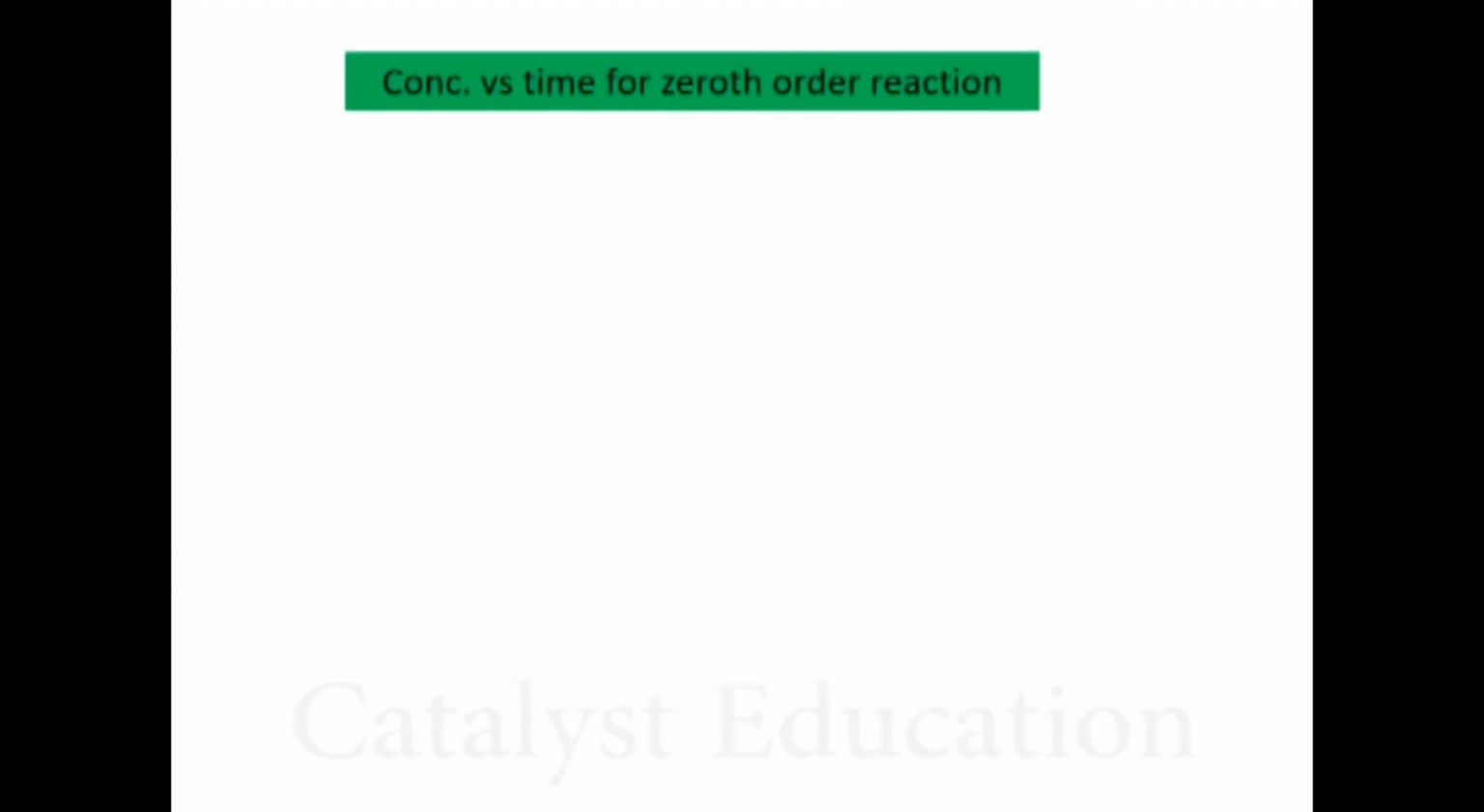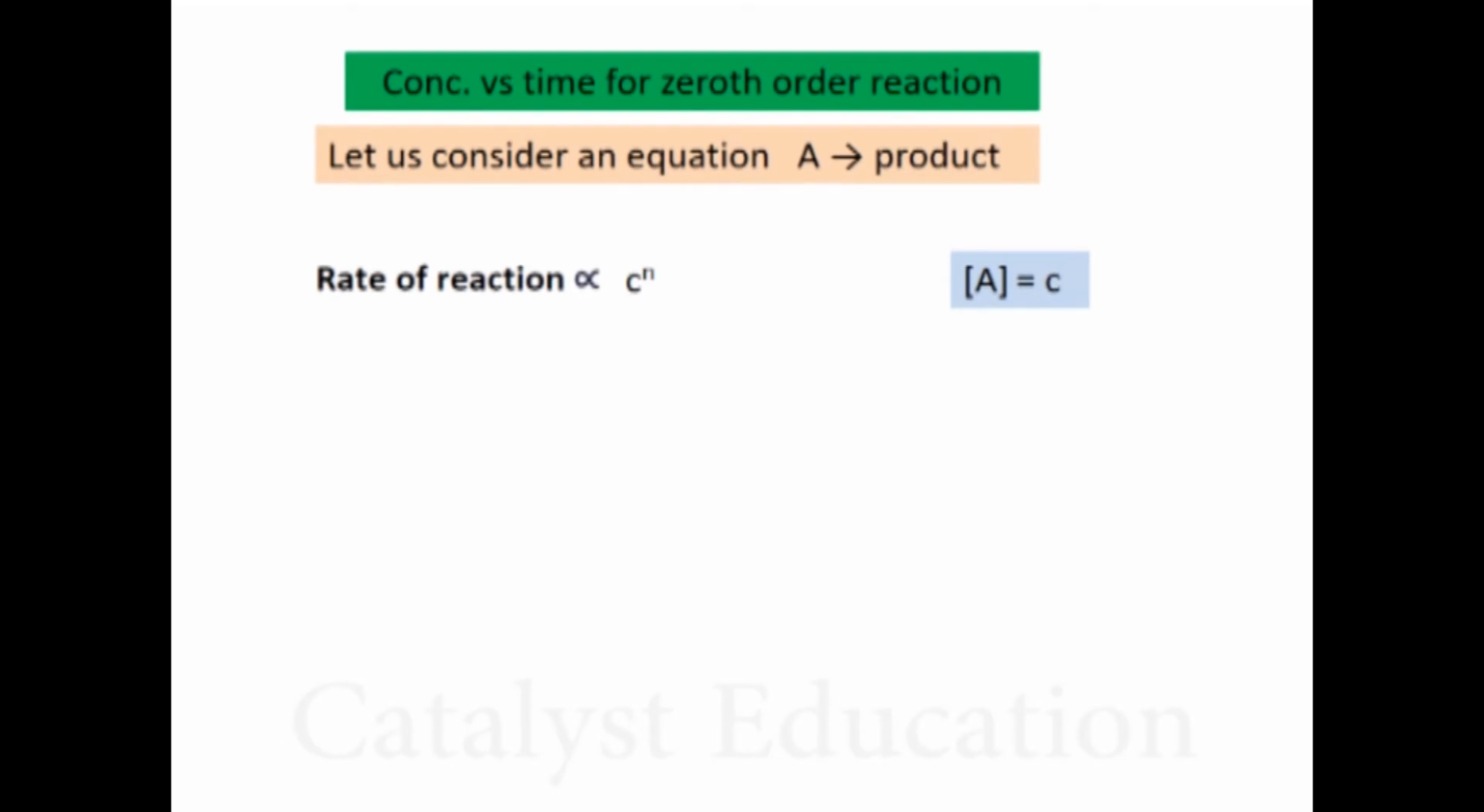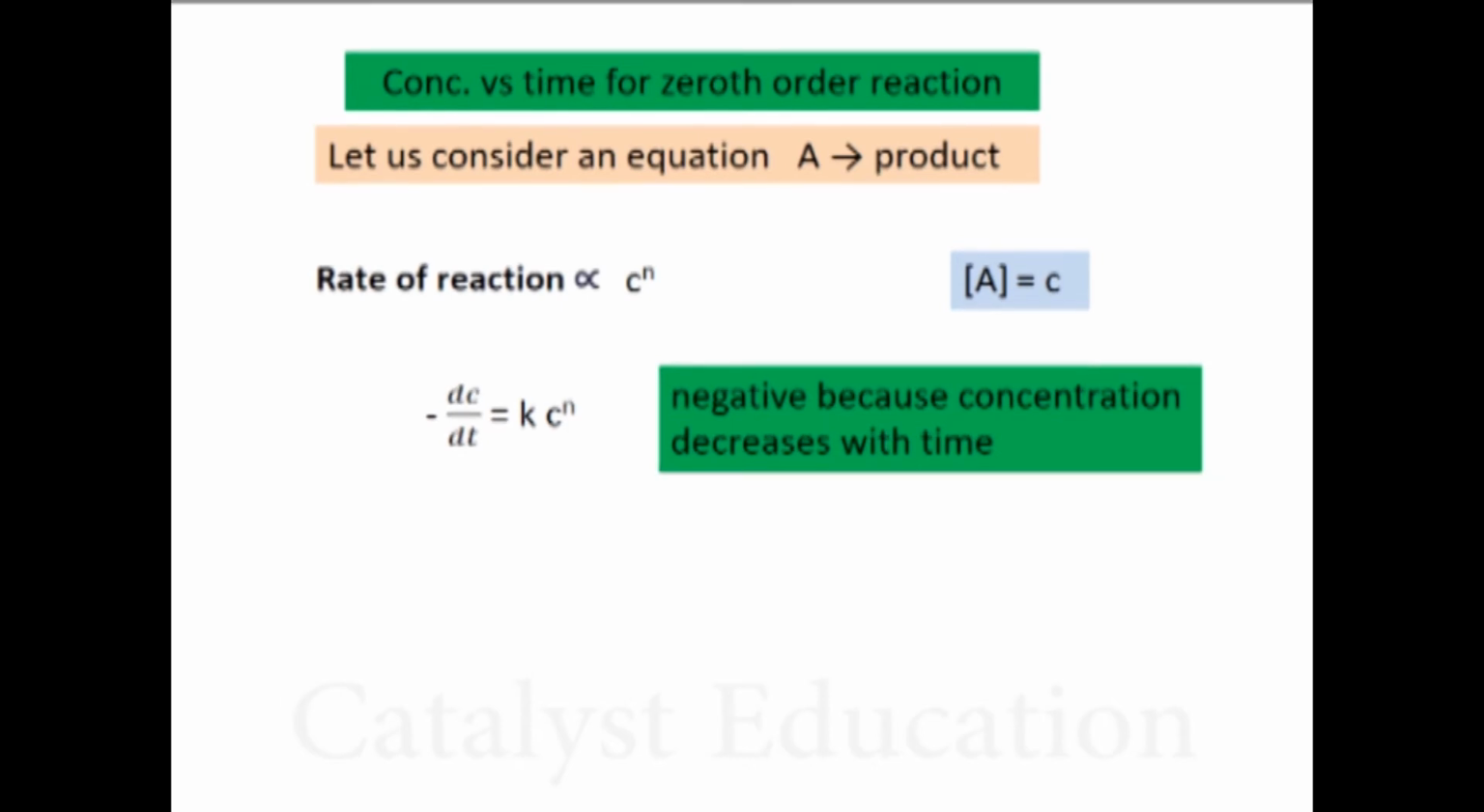To discuss concentration versus time for the zeroth order reaction. We know here the reactant A to the product, and the relationship is rate of reaction proportional to C to the power n. Here C is the concentration of the reactant, as previously told. The definition of rate of reaction is the change of the reactant concentration to the change of time. Negative change means concentration decreases with time. So if we put n equal to 0, minus dc by dt is equal to k c to the power 0, that is k. Simplifying, minus dc is equal to k dt.